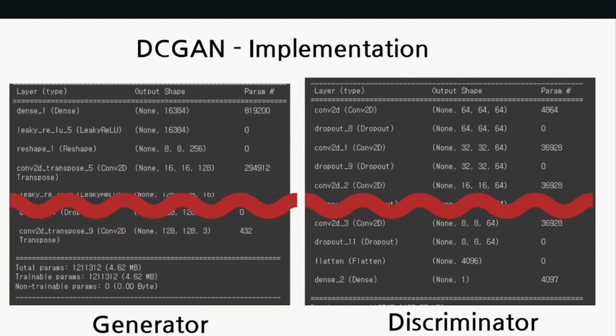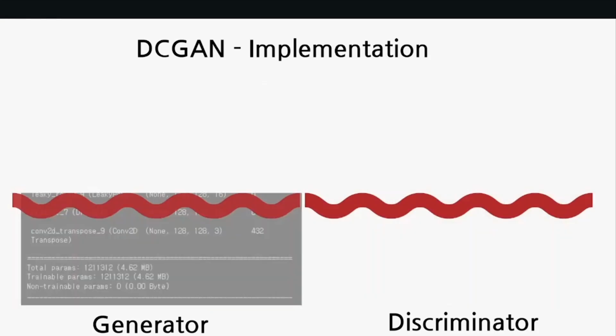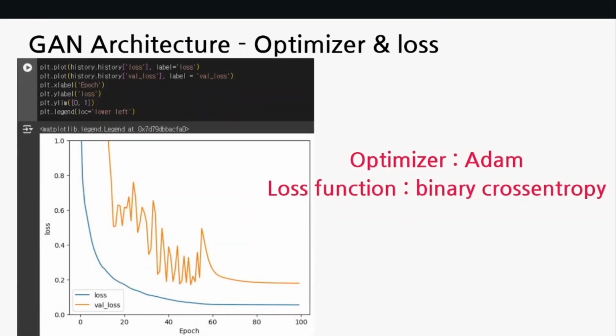The detailed structure of the generator and discriminator is as follows. We used Adam as the optimizer and binary cross entropy as the loss function.